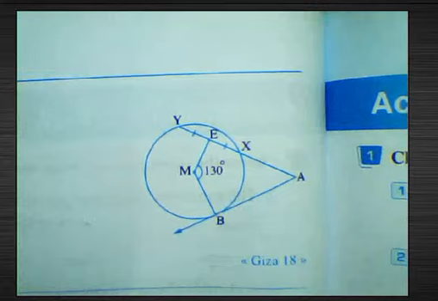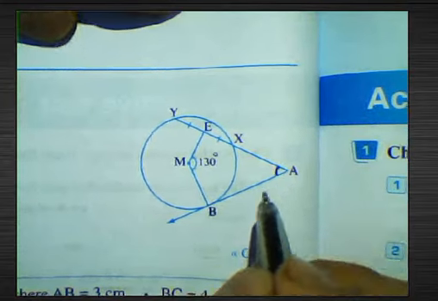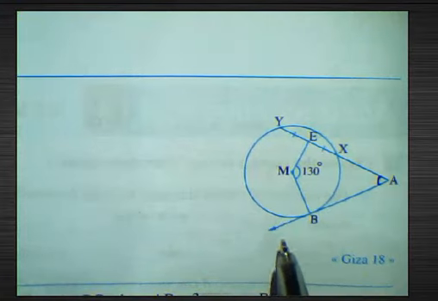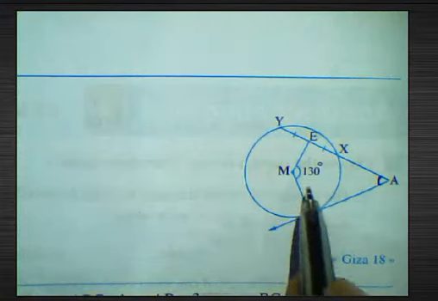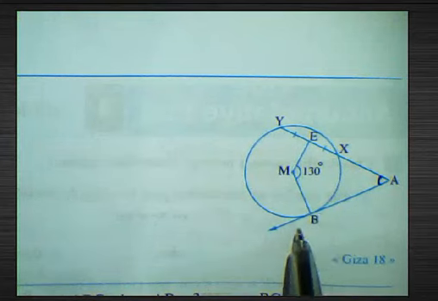Next question here, we have a circle. We are asked about the measure of angle A. We want to find the measure of angle A here. He gives us the measure of angle M equal 130. And E is the midpoint of XY. And AB is the tangent of the circle.